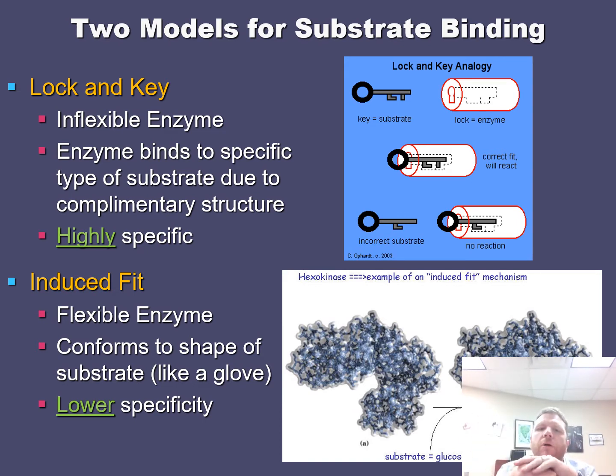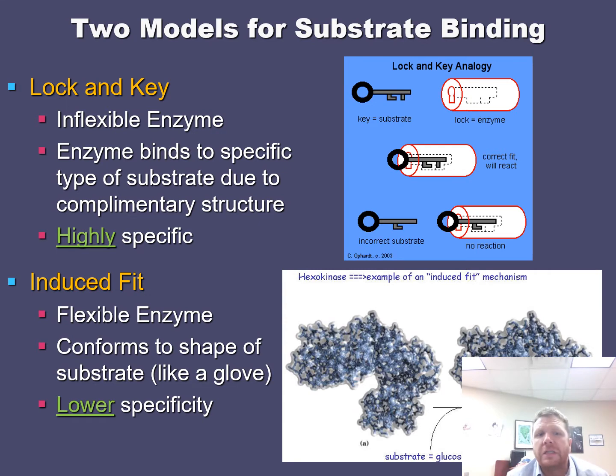So there are two models for how a substrate interacts with the active site. One model is known as the lock and key mechanism, meaning that the active site has a particular shape and the substrate has a complementary shape. This is a very highly specific model, just like how a lock has a very highly specific and highly detailed place for where a unique and highly specific key fits.